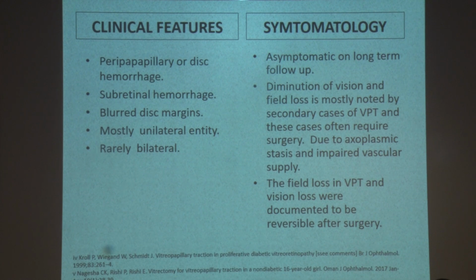The clinical features can be either peripapillary or disc hemorrhage, subretinal hemorrhage, and blurring of the disc margins. Mostly it is a unilateral entity, but it can be bilateral. The symptomatology ranges from asymptomatic cases on long-term follow-up to diminution of vision and field loss, mostly noted in cases of secondary VPT, that is due to axoplasmic stasis. The field loss and vision loss in VPT were documented to be reversible after surgery.